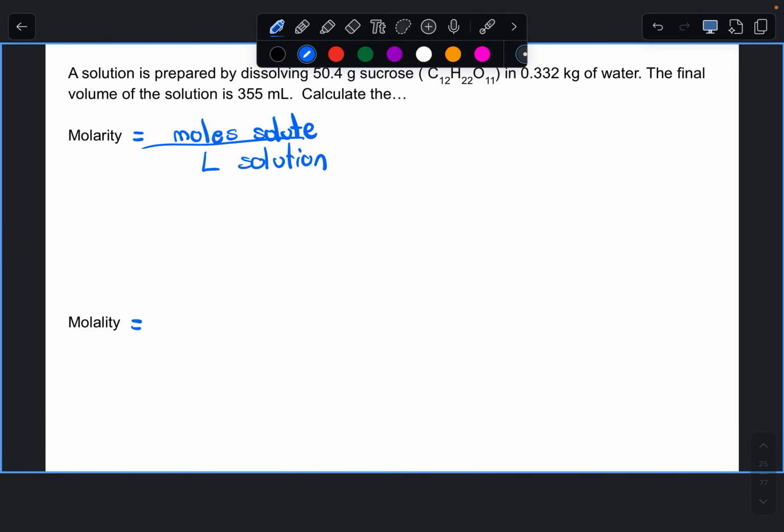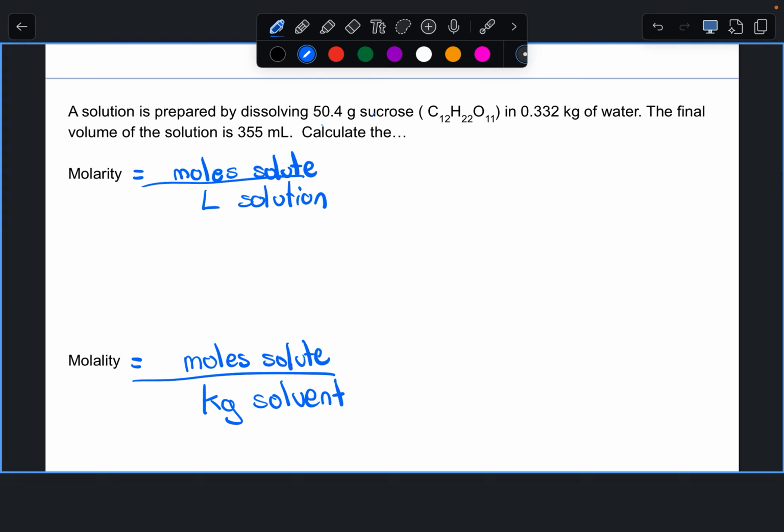So molality, which is going to be the second part of this question, is moles of solute per not kilogram solution, but kilogram solvent. And in this case, we're talking about sucrose as our solute and water as our solvent.